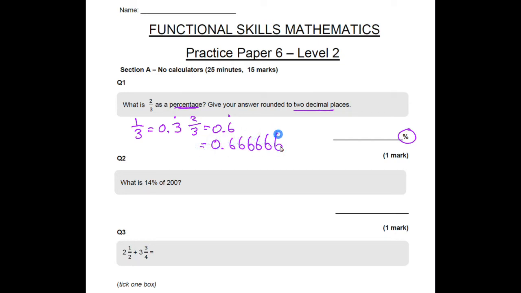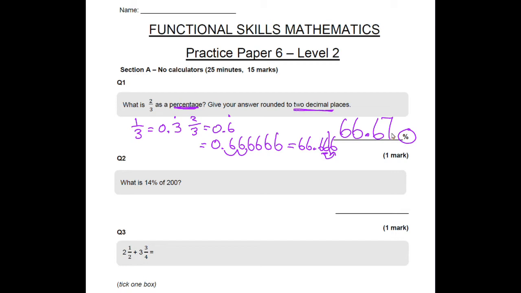0.66666 forever. Now, if we're turning it into a percentage, we need to multiply it by 100. We end up with 66.66666 and so on. Now, because we're rounding it to 2 decimal places, we need to cut it off here. So concentrate on this number and look at the next one along to decide what to do. So the 6 is followed by a 6, so it rounds up to a 7. So our answer is 66.67%, and that's worth 1 mark.